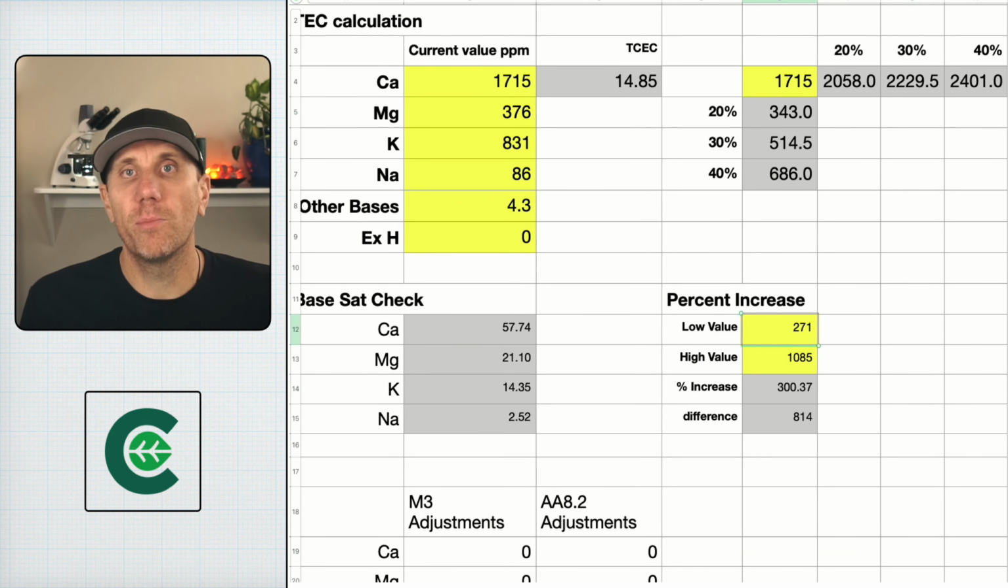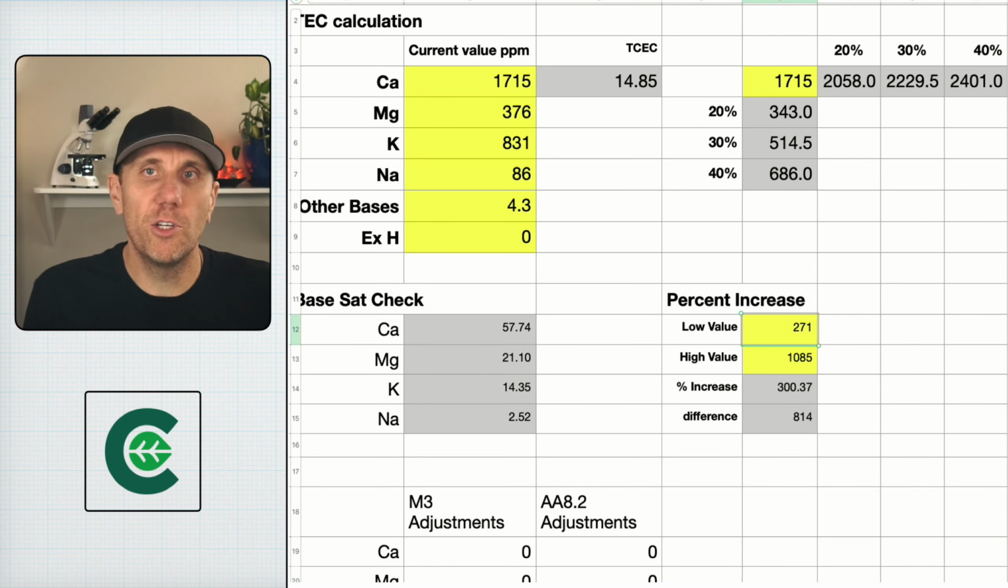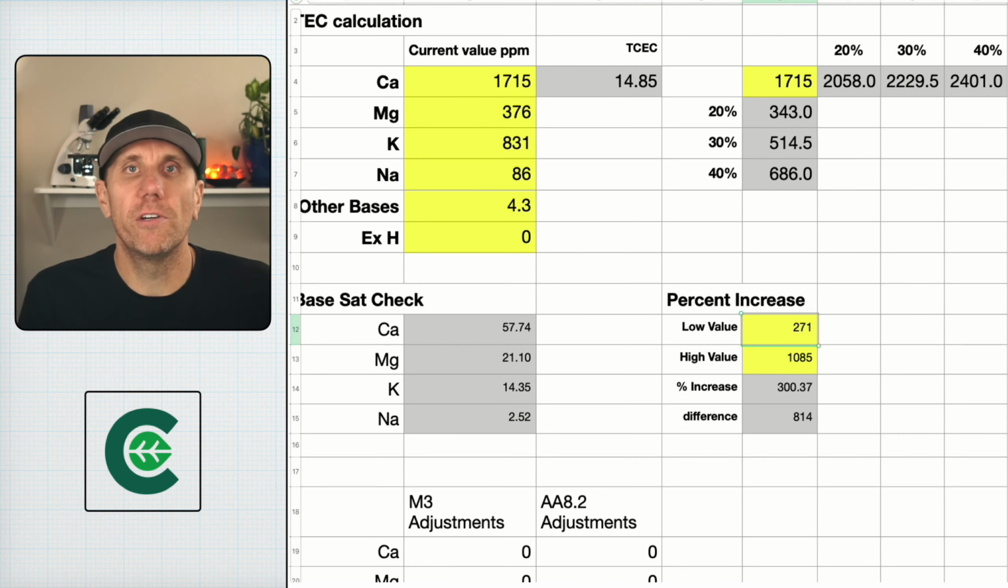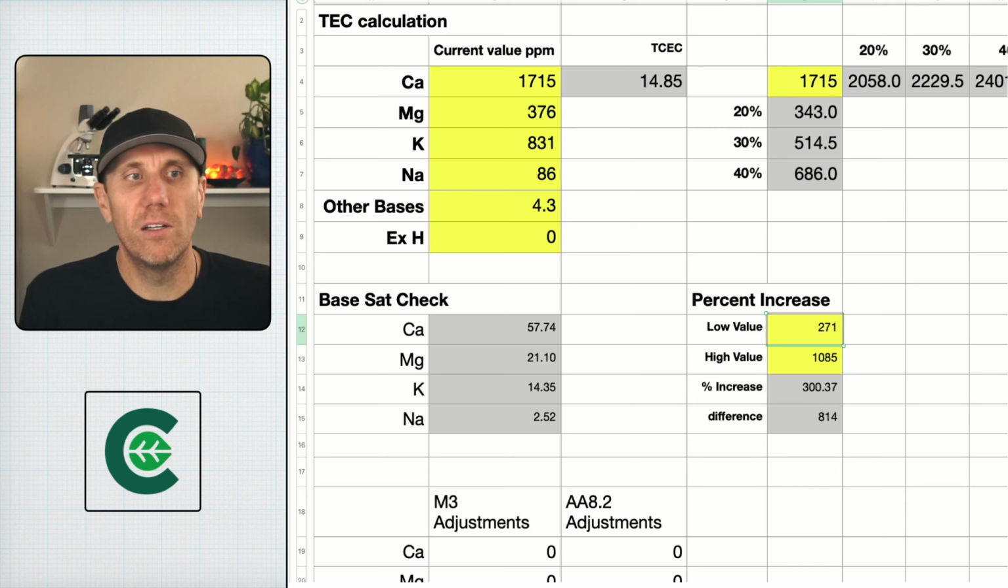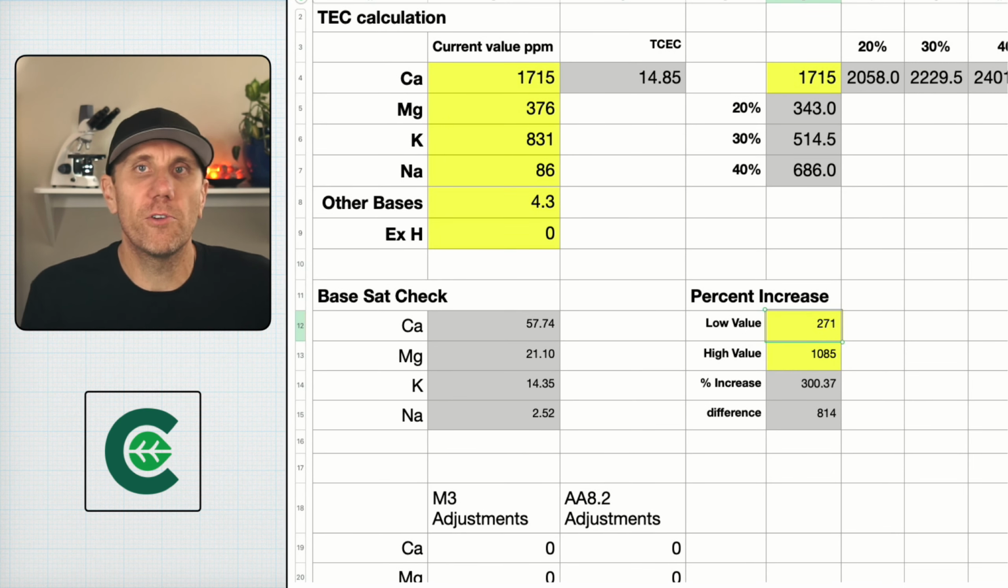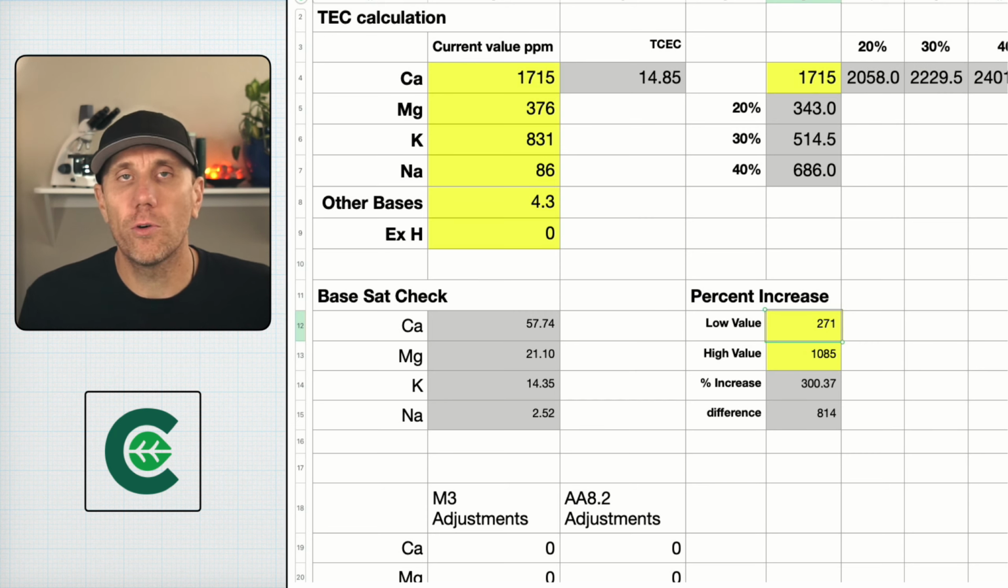And then down here is a percent increase calculator, which helps me put a low value and a high value and figure out the percentage increase as well as the numerical difference. So again, I can save a step on my math. I'm not a big fan of all-in-one magical calculators for soil testing. I think that way more needs to be left up to the discretion of the person doing the math.